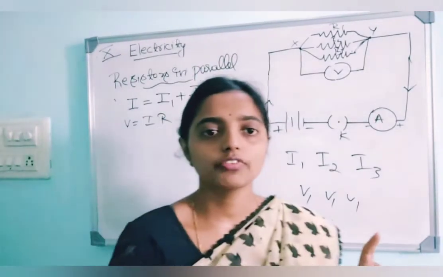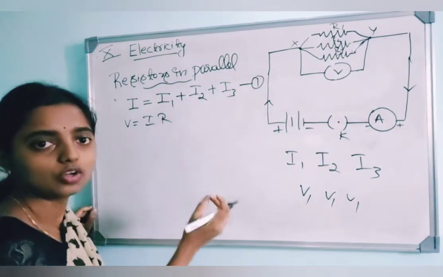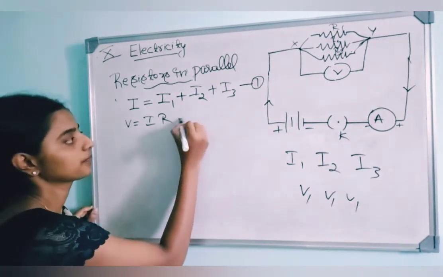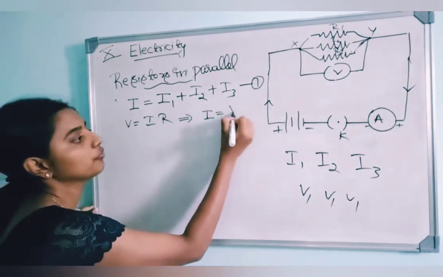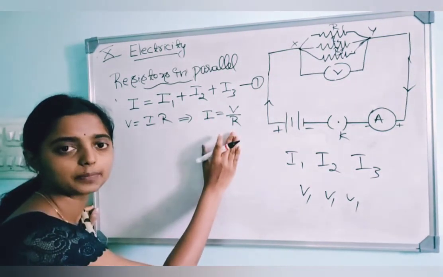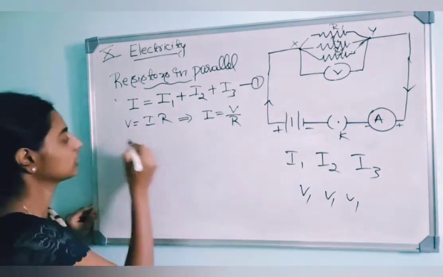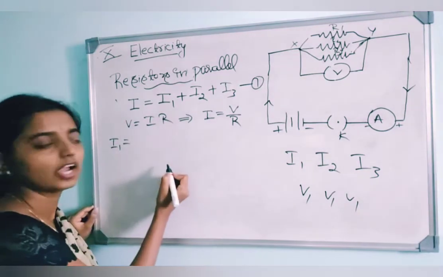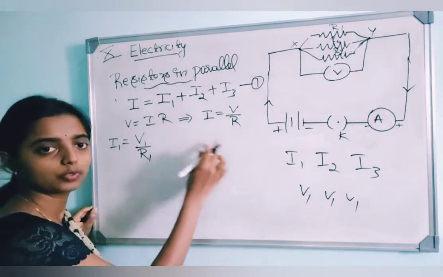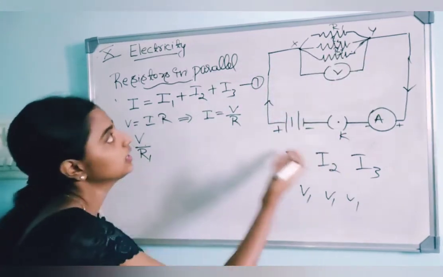Now, after this, what we need to do? Since our first equation is in terms of I, from Ohm's law take I outside. That means I is equal to V by R. So this is what we will get, right? The next step, same thing: we need to write the same for I1, I2, I3. Let me write for I1: V1 by R1. Shall I write V1, V2, V3? No. I can just write V because the V values are constant in parallel.